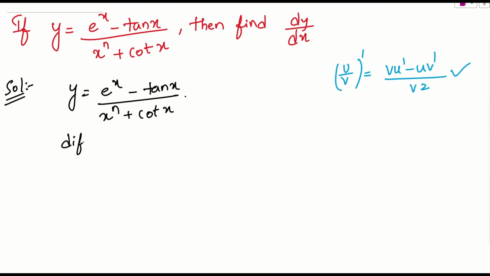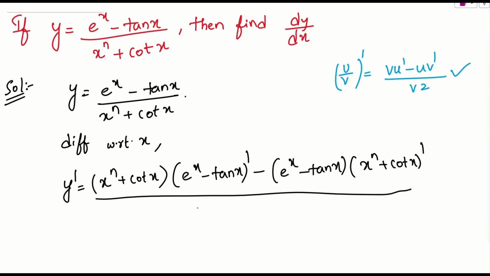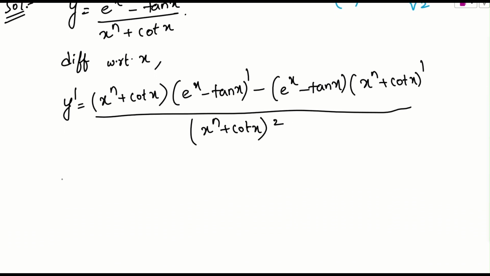So if I differentiate this function with respect to x on both the sides, what I'll be getting here? y' is equal to v, what is v? x^n + cot x, into the numerator, that is the derivative of (e^x - tan x), minus u, which is the numerator e^x - tan x, into the derivative of v. What is v? x^n + cot x, the whole derivative, divided by v squared, that is (x^n + cot x) the whole square. Is it okay? Now let us see how to differentiate this function.